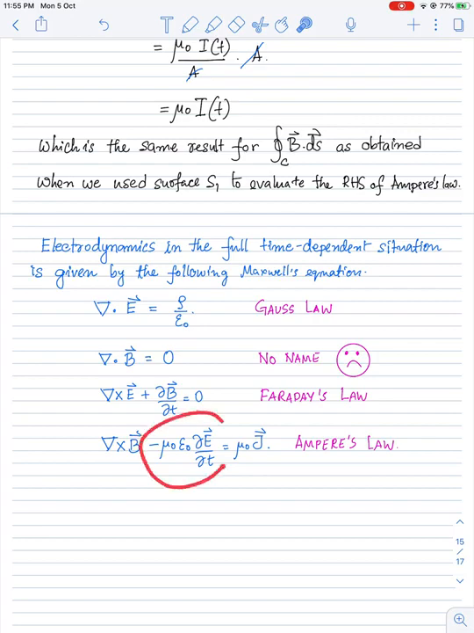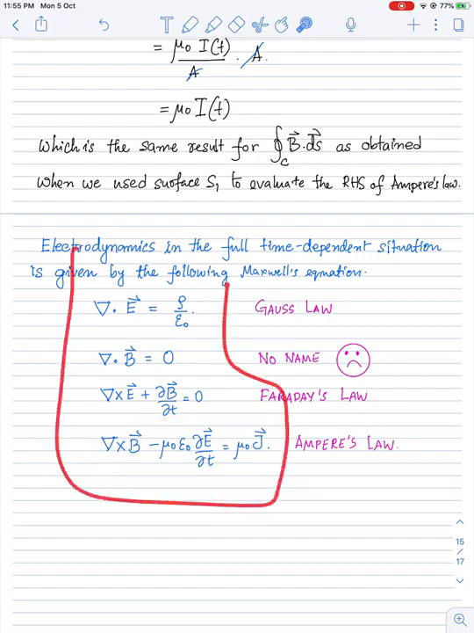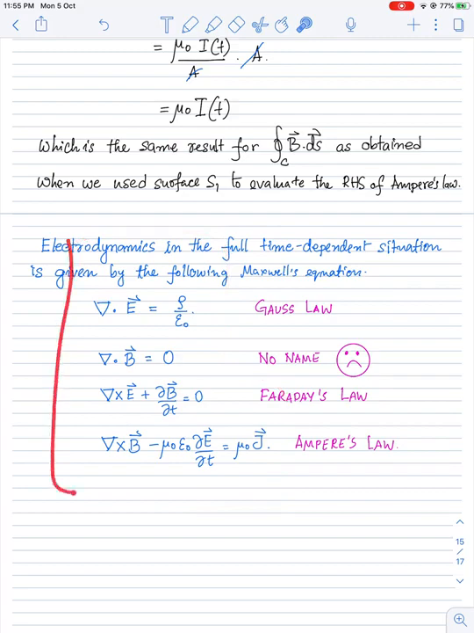And then we have Ampere's law. Ampere's law is generally stated in magnetostatics where you don't have this term, but in electrodynamics you must also have this displacement current term, and along with that, this equation is also referred to as Ampere's law. So this is the set of equations. Now we have to proceed and study the various solutions of this set of equations.